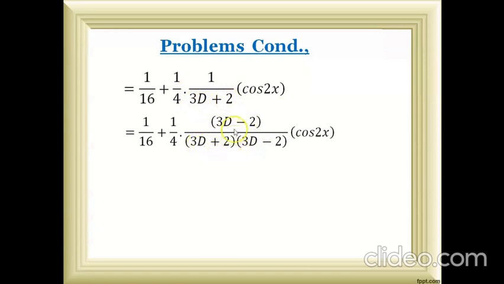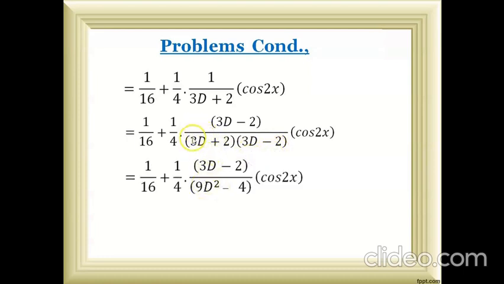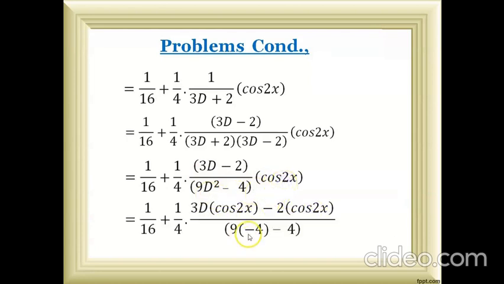After taking the conjugate multiplication of both numerator and denominator, the denominator will be in the form of a plus b into a minus b. We know very well a plus b into a minus b is nothing but a square minus b square. Here in place of a I have 3d, in place of b I have 2. So a square minus b square: a square value is 9d square minus 4. Now I have d square in the denominator, so I can make a replacement here. Replace d square by minus 2 squared. So minus 2 squared means 9 into minus 4, minus 4.